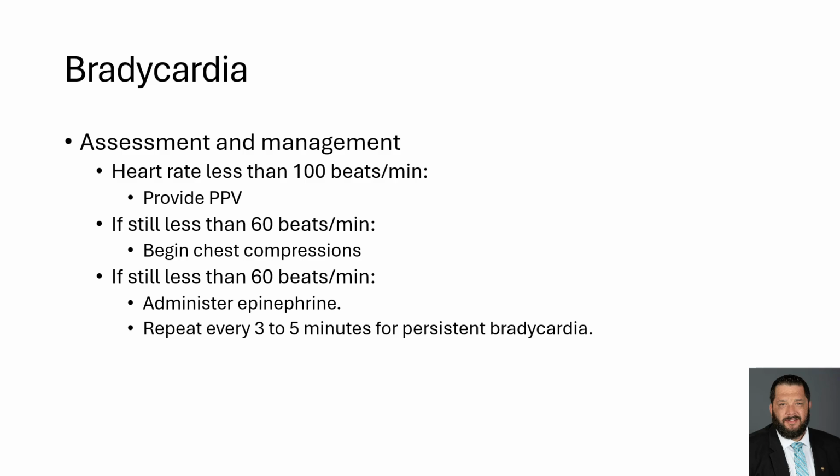For the first 60 seconds, we're going to dry, we're going to warm, we're going to stimulate. If the heart rate's less than 100, we're going to use positive pressure ventilation without oxygen. After that first 60 seconds, we can attach oxygen if needed, if the patient persists in a state of hypoxia. If the heart rate drops below 60, we're going to start chest compressions with positive pressure ventilations. 3-to-1 ratio, 3 compressions, 1 ventilation.